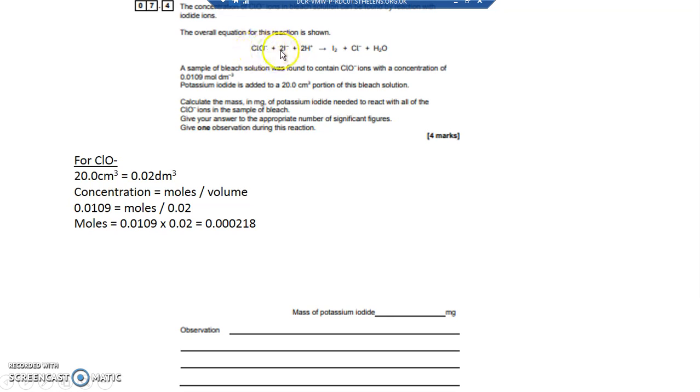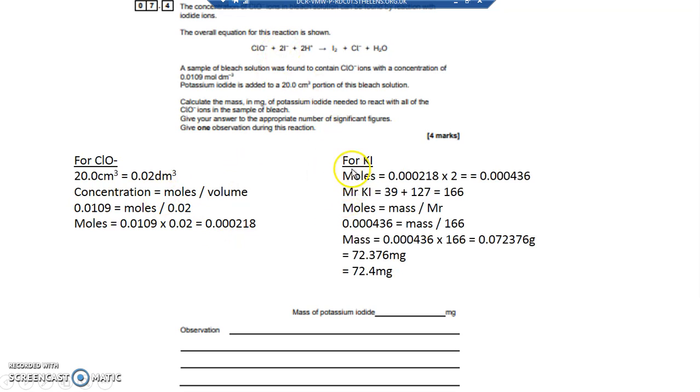But 1 mole of ClO- reacts with 2 I-. So I'm going to have to double this to work out the number of moles of I- or potassium iodide I've got. So I'm going to multiply this by 2. And now I've got the moles of I- or potassium iodide. I want to try and work out the mass of potassium iodide. Now I can work out mass because moles is mass divided by Mr.